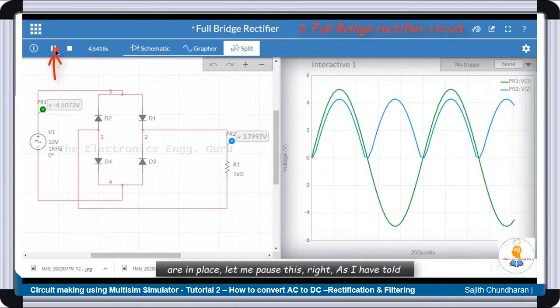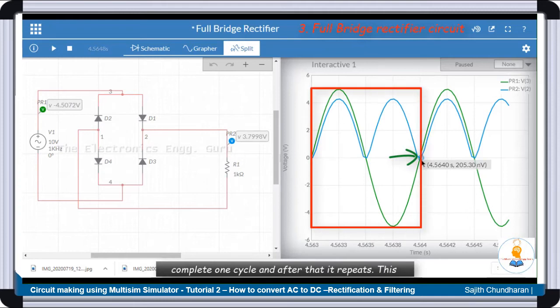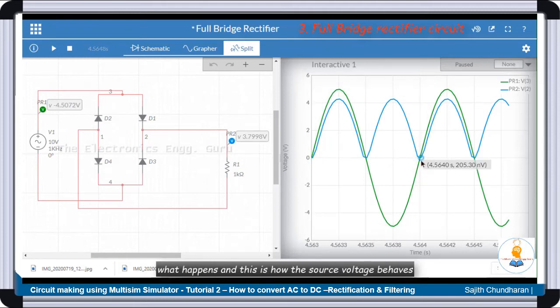Let me pause this. Right, so as I have told before, the green voltage probe is the supply voltage and the blue voltage probe gives the output voltage. And you can see on the right hand side the waveform starts from 0, goes to the positive peak and comes back to 0, and again goes to the negative half, then goes to its negative peak and comes back to 0. That is the complete one cycle, and after that it repeats. This is how the source voltage behaves.